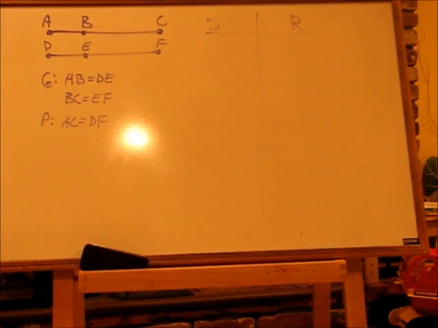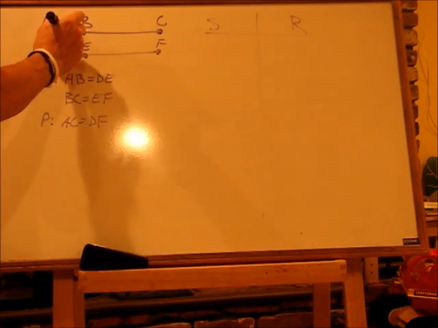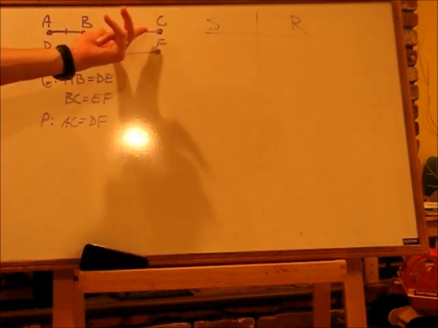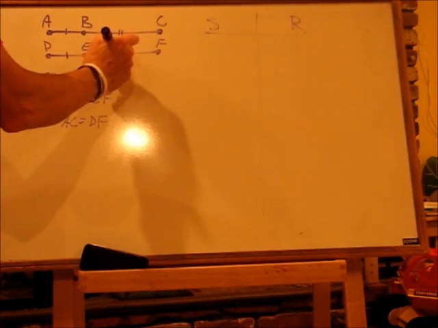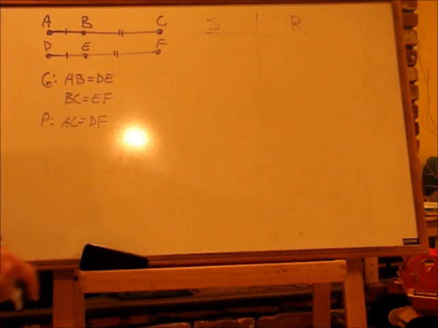Alright, so let's take a look at the segment addition problem I put on the board. Given the length of segment AB is equal to the length of segment DE, meaning they're congruent. The one thing you want to get in the habit of doing is marking off what's given in the diagram. The length of segment BC and the length of segment EF have the same length, so we're going to mark those off congruent as well. And we're trying to prove the length of the whole segments are equal to one another.